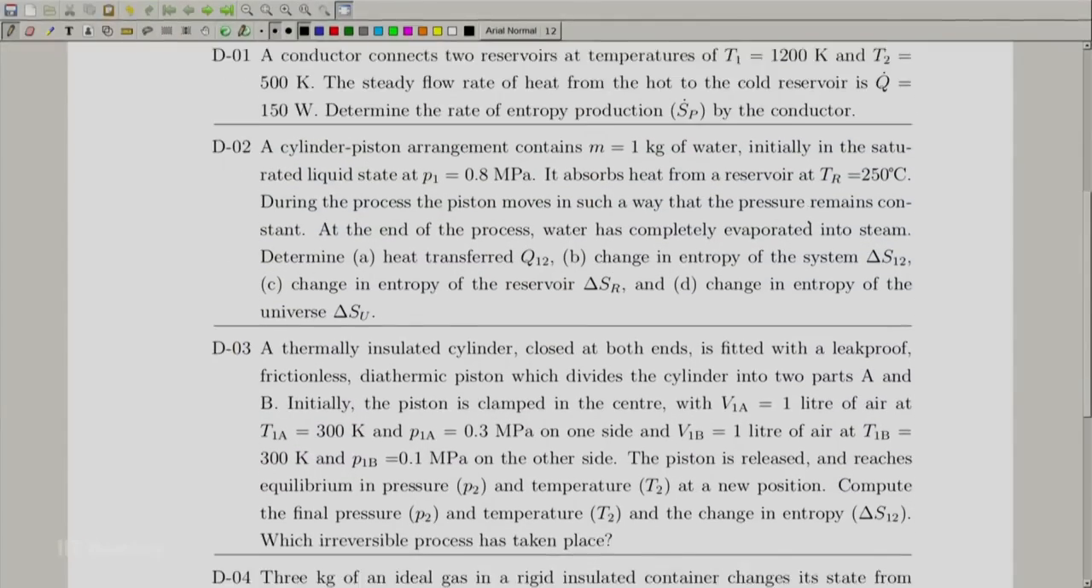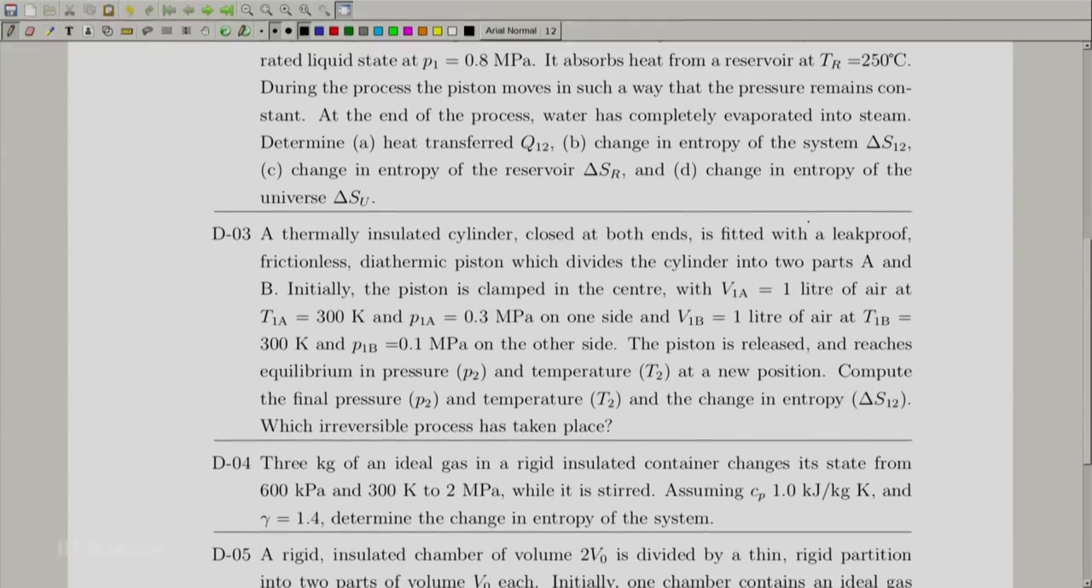Welcome back. Let us look at one more exercise before I leave the field open to you. Let us look at exercise D03. We have a thermally insulated cylinder closed at both ends.